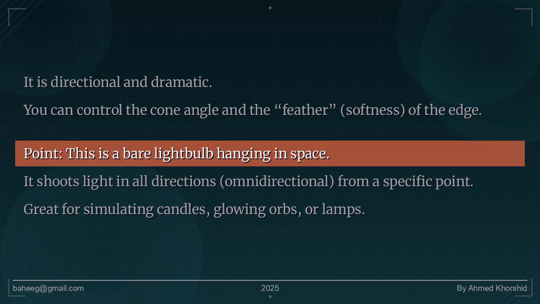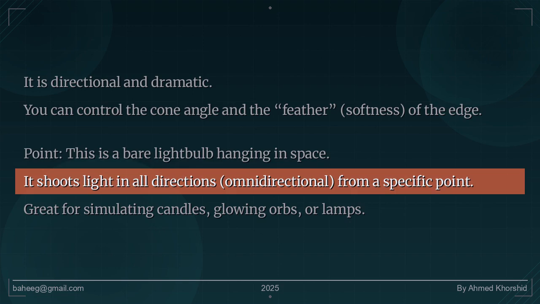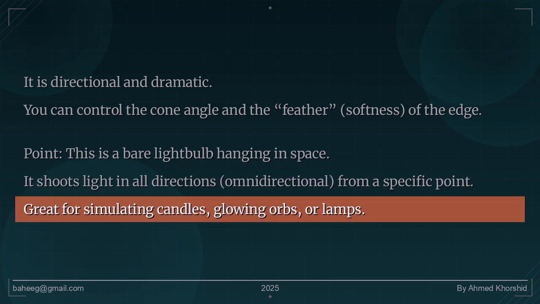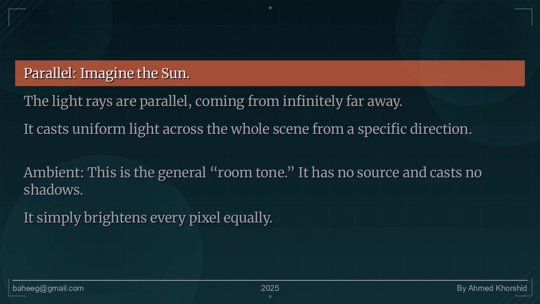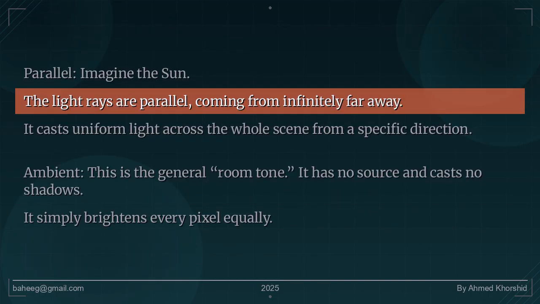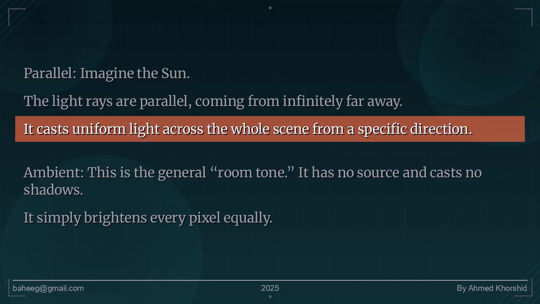Point. This is a bare light bulb hanging in space. It shoots light in all directions, omnidirectional, from a specific point. Great for simulating candles, glowing orbs, or lamps. Parallel. Imagine the sun. The light rays are parallel, coming from infinitely far away. It casts uniform light across the whole scene from a specific direction.